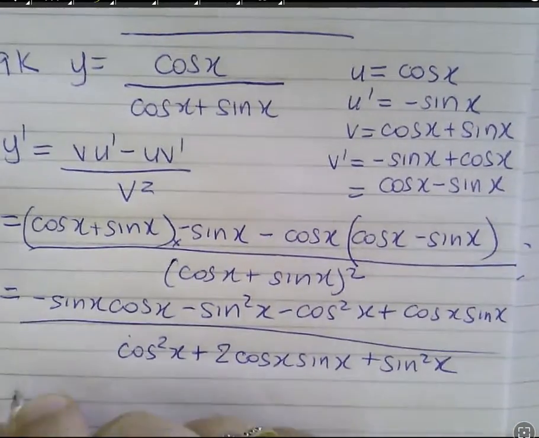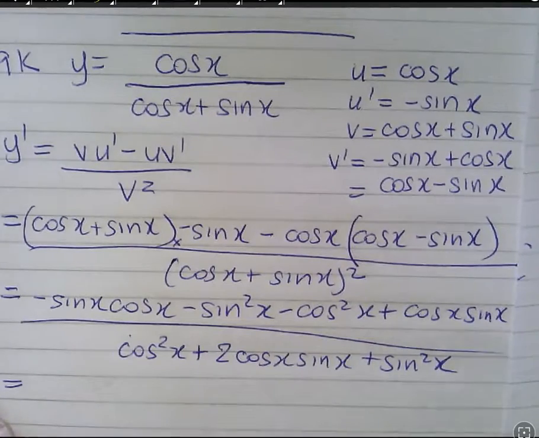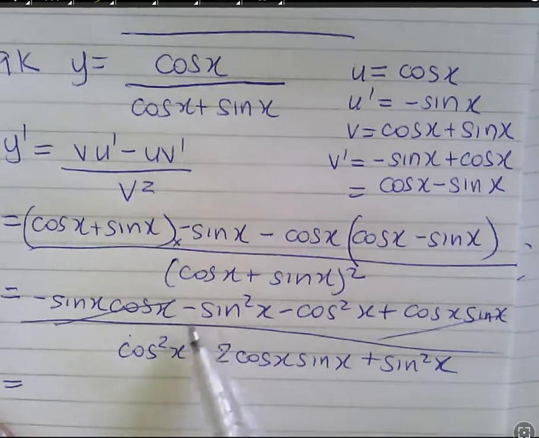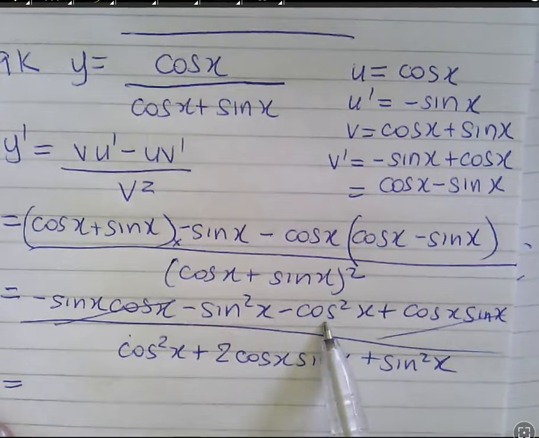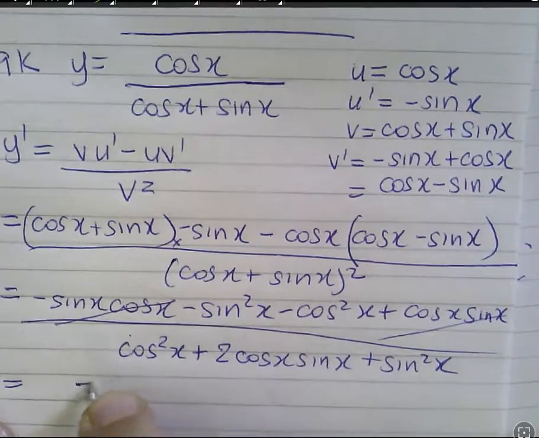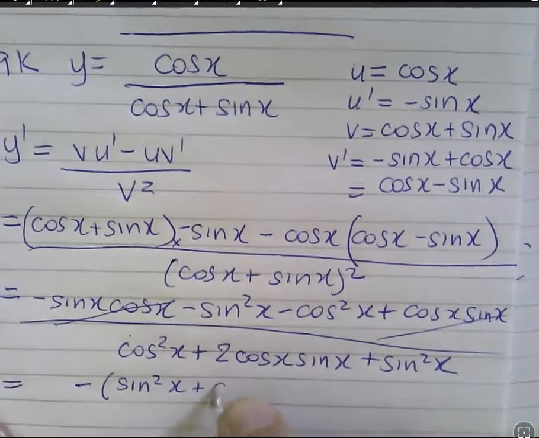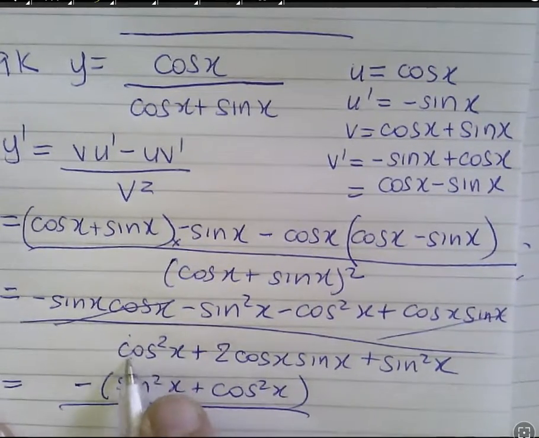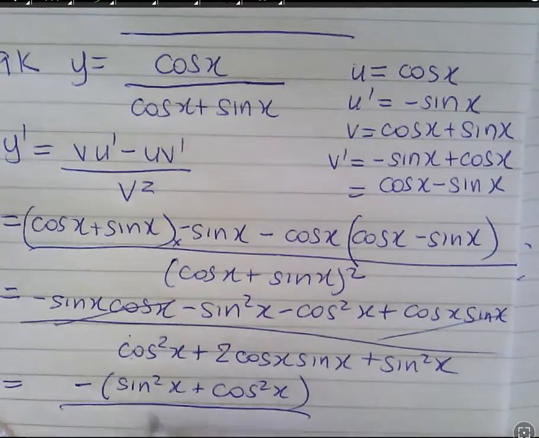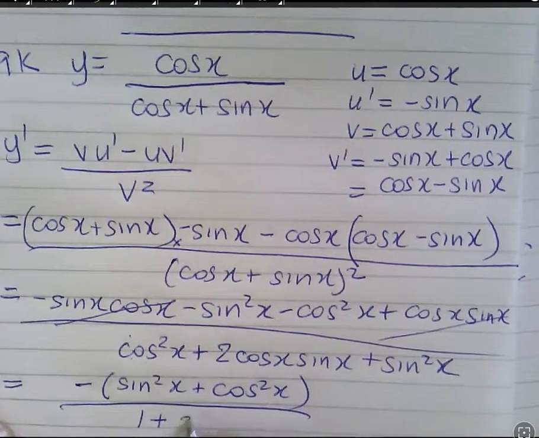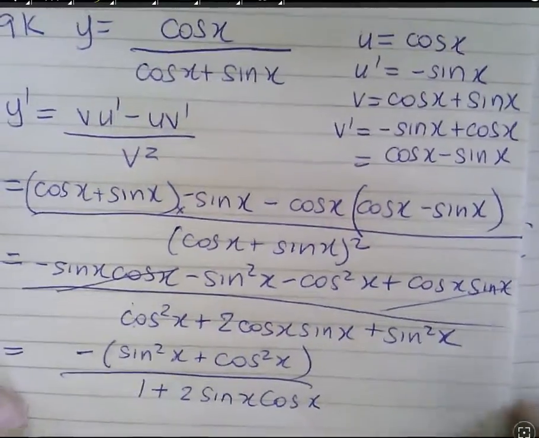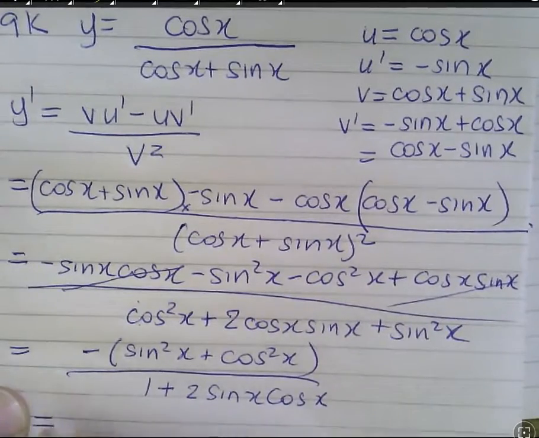Now, okay girls, what can you do on the numerator? Cancel the first and the last term. What can I take out? What is negative sine squared x minus cos? You can take out the minus sine squared x plus cos squared x. And what's that going to be? Negative 1. But what can I do on the denominator? Cos squared x plus sine squared x is 1 plus, well, I can write 2 cos x sine x, or 2 sine x cos x, but girls, you should recognise that as something. It's sine, yes, but we're not done.